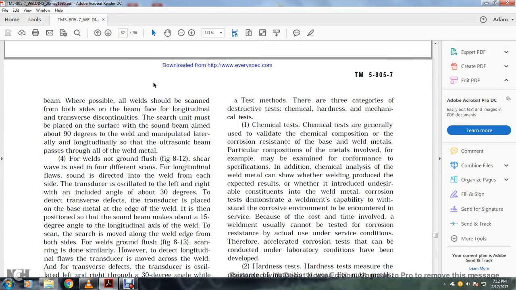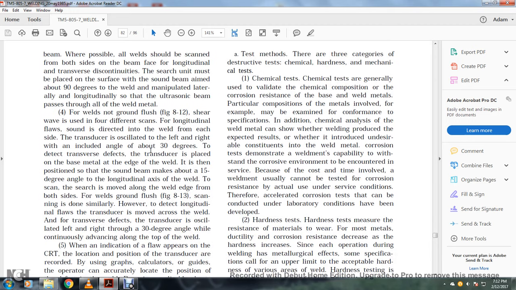Step 2. Whenever possible, all welds should be scanned from both sides of the beam path, with the longitudinal and transverse orientation of the discontinuity. The search unit must be placed on the surface of the weld, with the sound beam aimed at 90 degrees to the weld, and manipulated laterally and longitudinally so the ultrasonic beam passes through all the welded metal of the material.